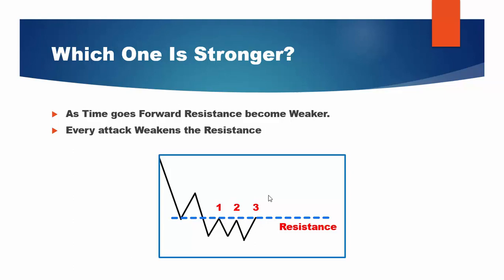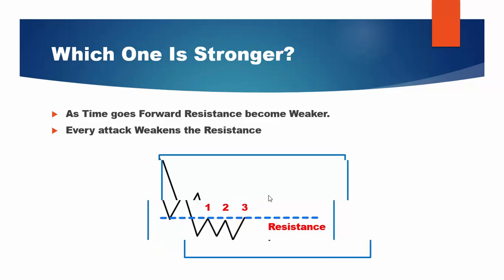For example, in this picture, price will see a great amount of resistance in its first attack. In the second attack, this resistance is much weaker and it's more probable for price to pass it. And most of the times in the third attack, it would pass the resistance.